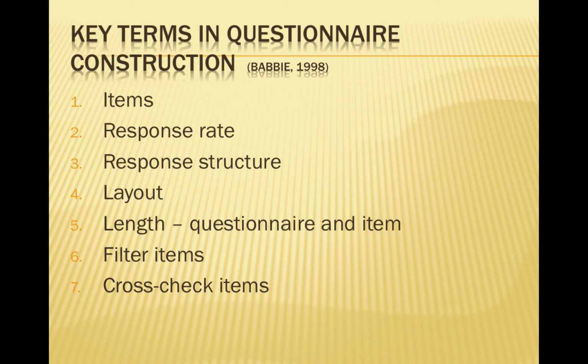Cross-check items, you don't really have to worry about that for your survey in class, but you should know what that means. You will sometimes ask more than one question in different ways to make sure that people are answering honestly and that the data is accurate. So you might say, what year were you born, in one part of the survey, and then in another section you might ask for their age, and then you could compare the two. Ones that are not consistent, you wouldn't use.